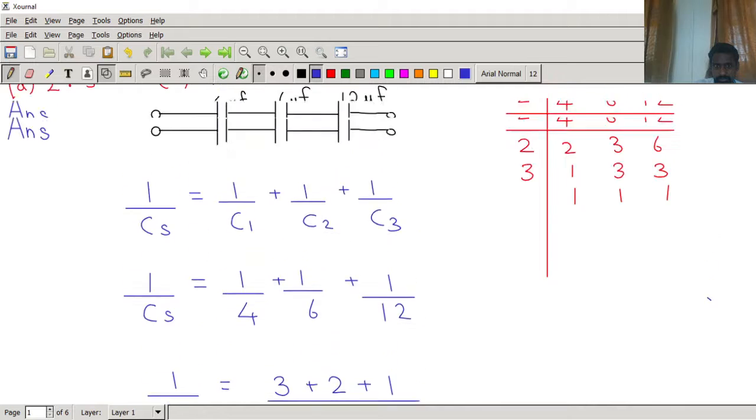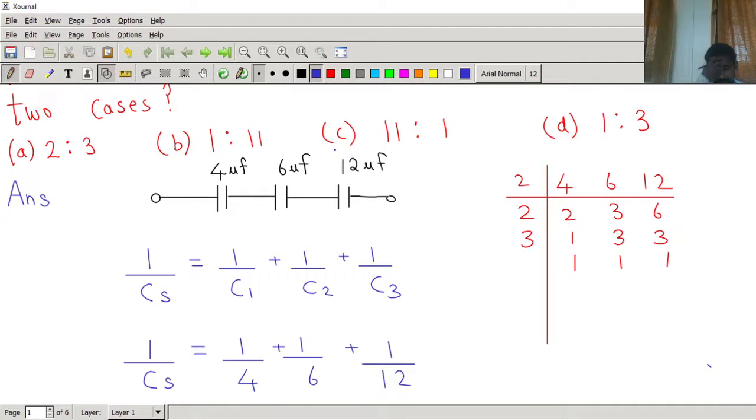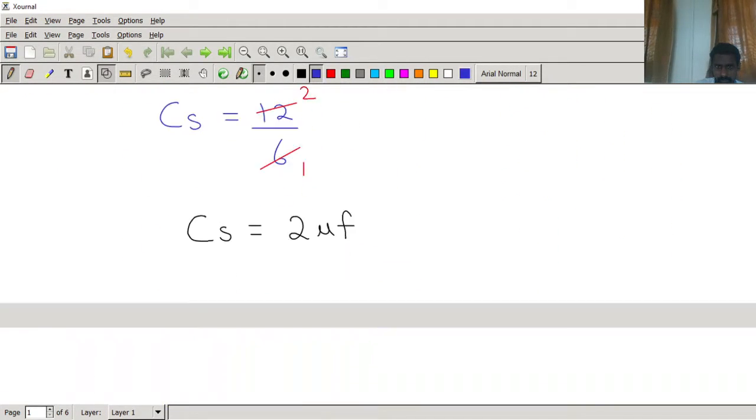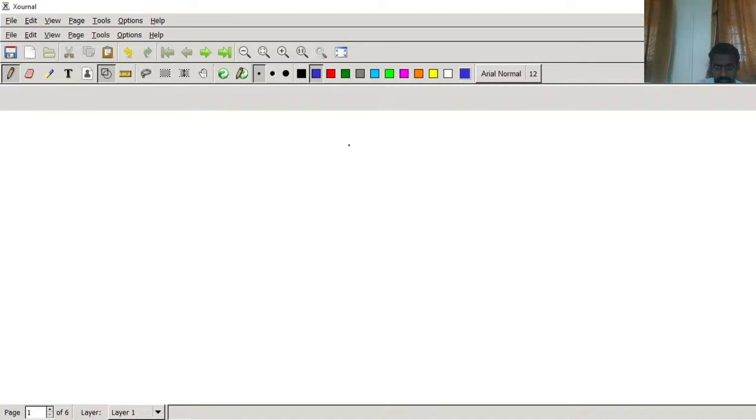These three capacitors, that is 4, 6 and 12, are now connected in parallel. So when we connect them in parallel, let me draw the circuit diagram. 4, 6 and 12, I am connecting them in parallel. I will draw these three capacitors in parallel, that is 4, 6 and 12.